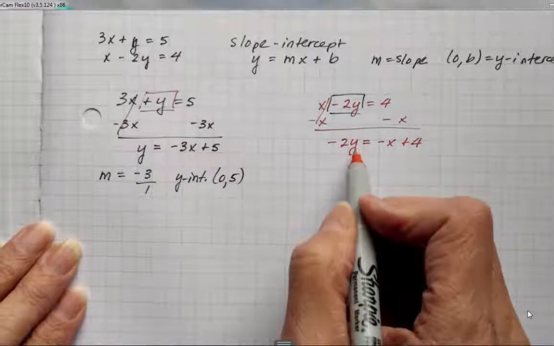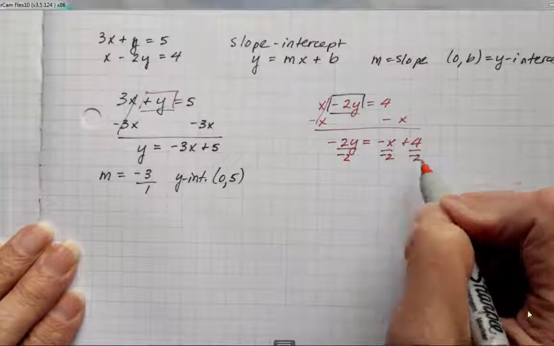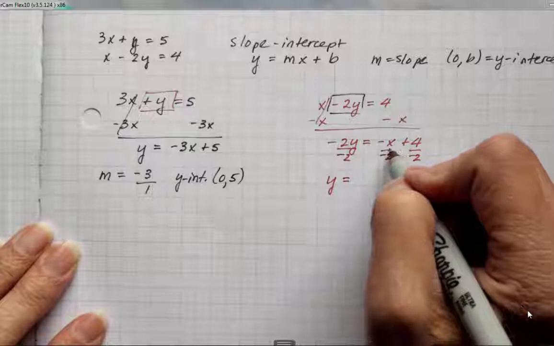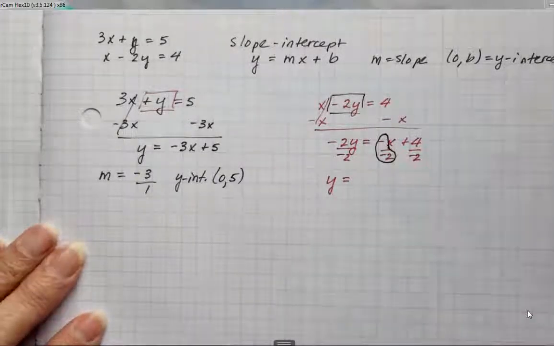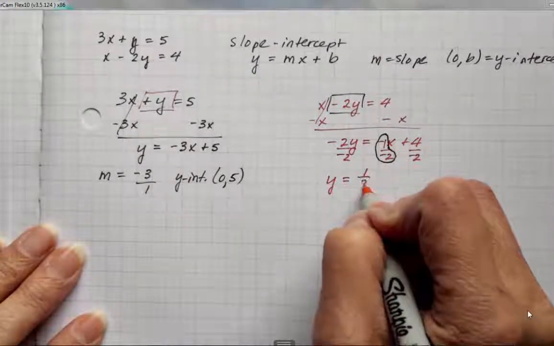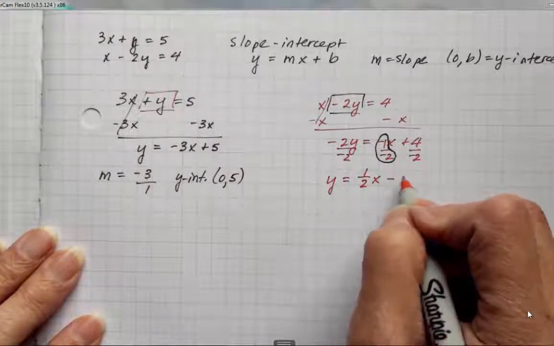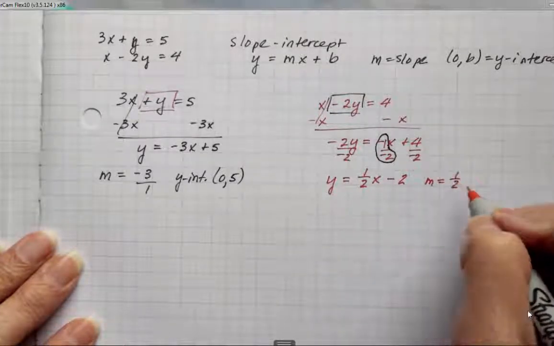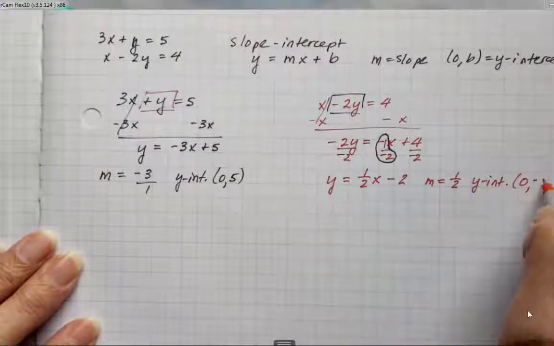And then I need to get y by itself. I'm going to divide every term by negative 2. So we end up with y is equal to, and on this term right here, this is my coefficient. So there's a 1 sitting in front of that x on the numerator, and so it becomes positive 1/2 x. And then I have 4 divided by negative 2, which gives me a negative 2. So my slope for this line is 1/2, and my y-intercept has coordinates (0, negative 2).